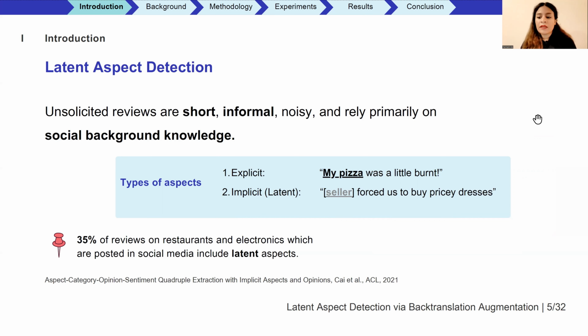And according to the literature, approximately 35% of the reviews on restaurants and electronics are the same. They don't have any surface form of the aspect. In this situation, we call the aspect latent. So it is implicitly mentioned without any surface form. And finding these latent aspects is for sure challenging.